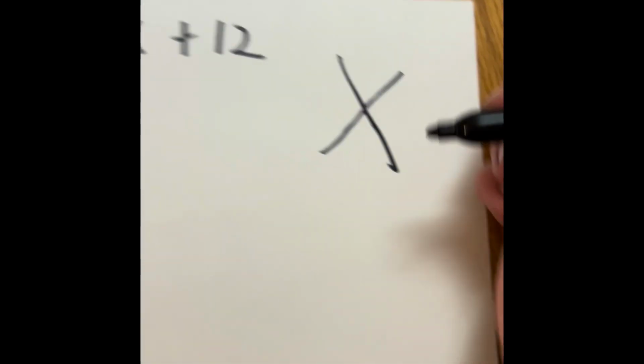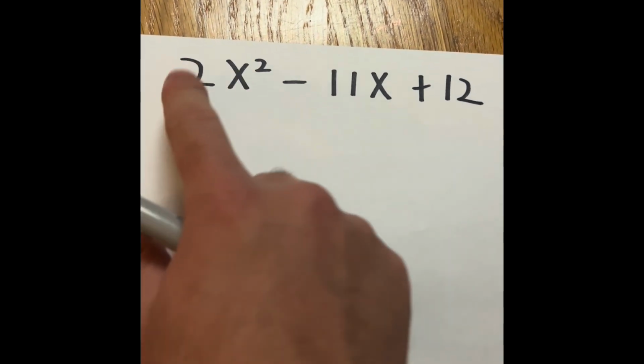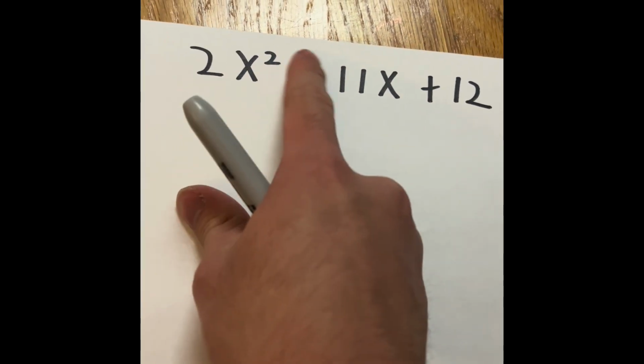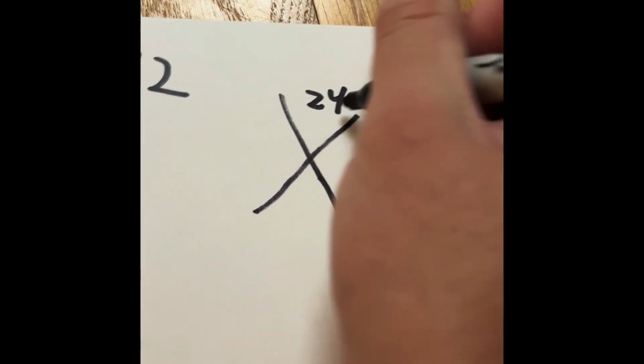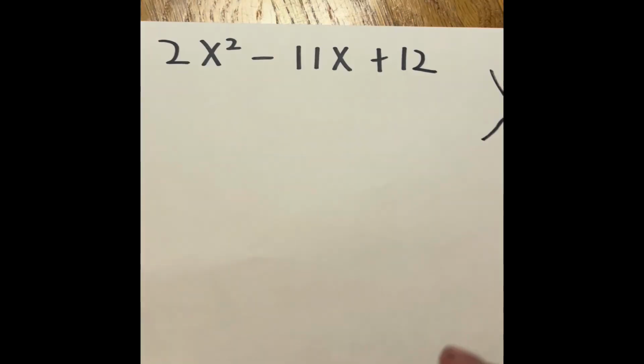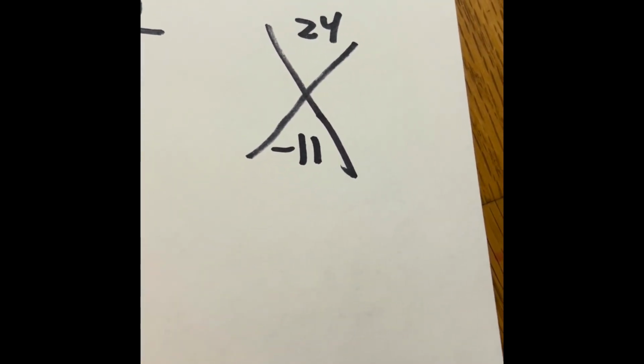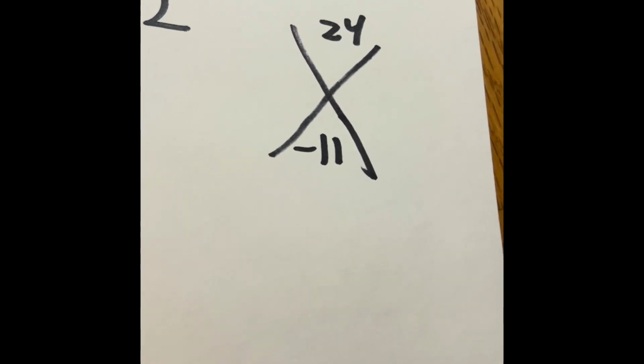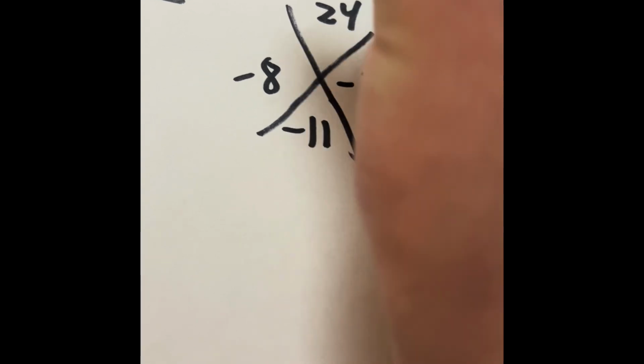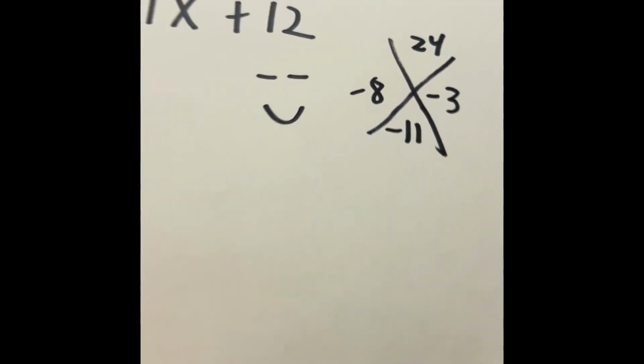We will need the diamond problem too. We are going to multiply the 2 by the 12 to create 24. We will also put negative 11 right there. So what can multiply to 24 and also add up to negative 11? Well, we have negative 8 and negative 3, because a negative times a negative is a positive. So it makes a lot of sense.